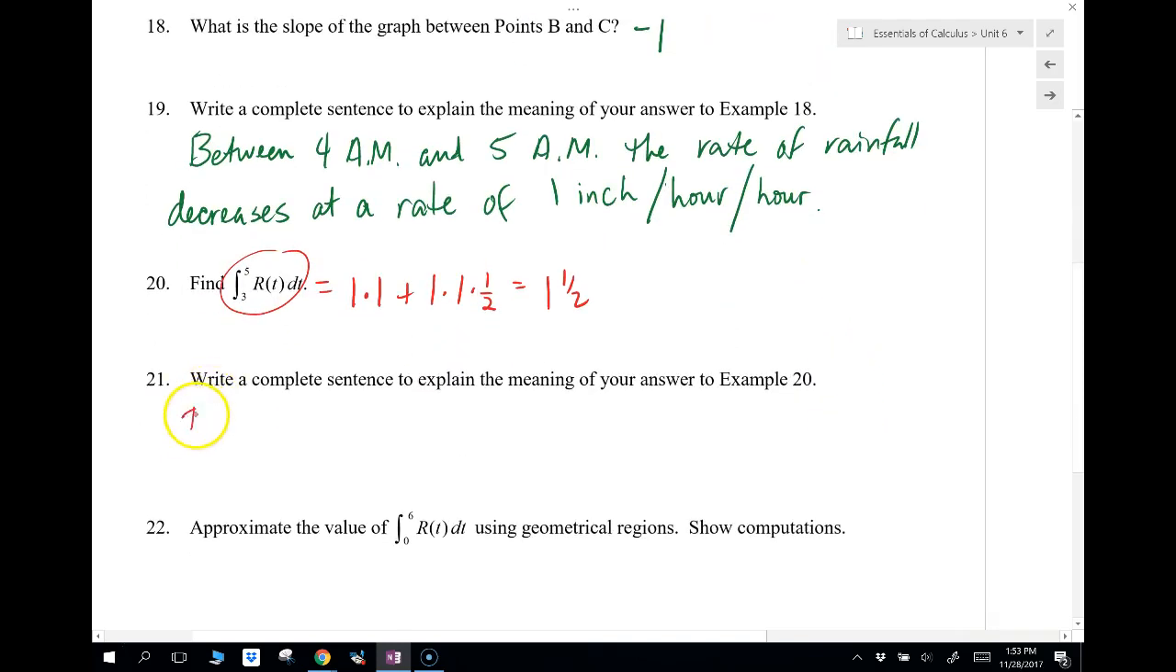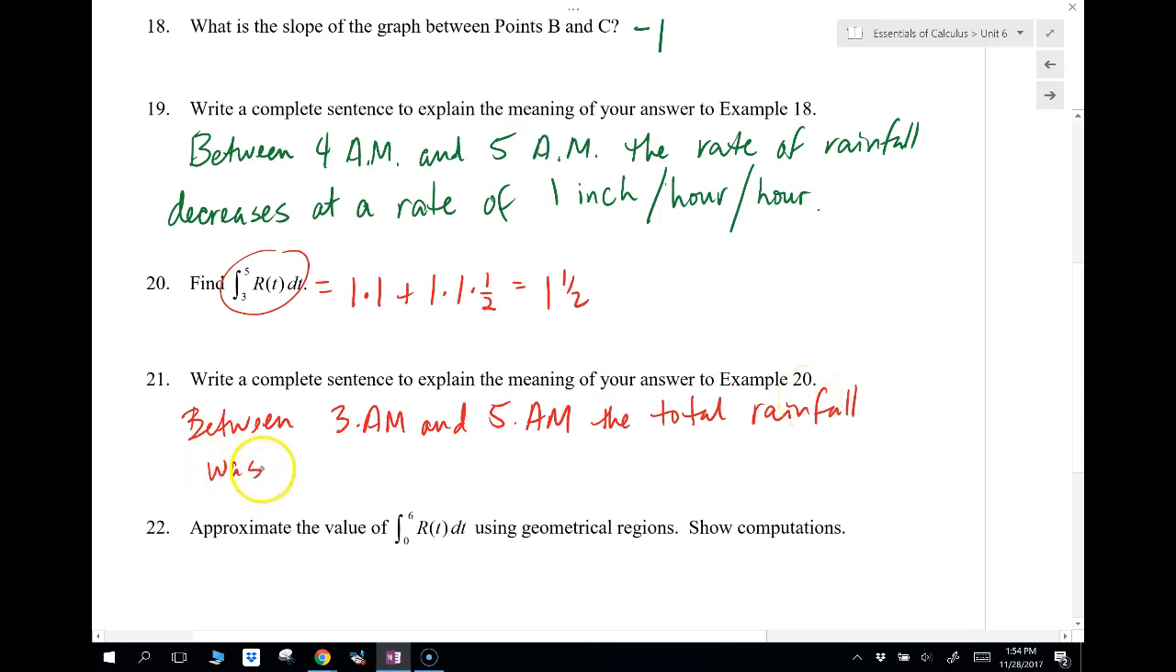So between 3 a.m. and 5 a.m. the total rainfall was 1 and 1/2 inches. So it's accumulation of rainfall.